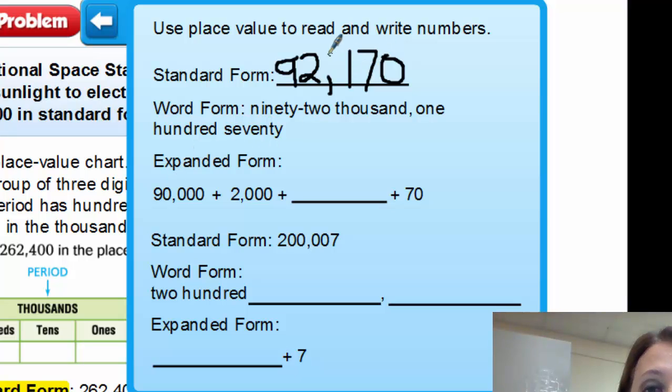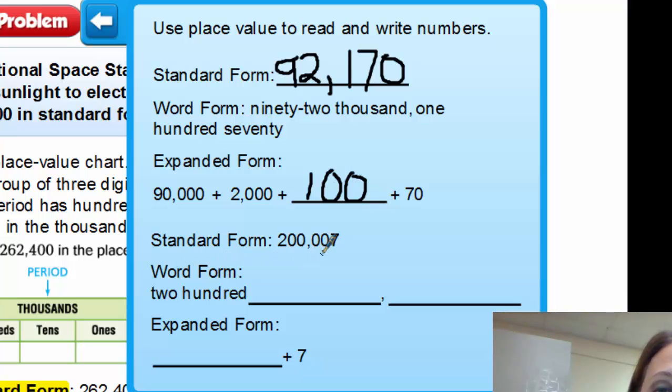In expanded form, we take the value of every digit and add them together. So the value of the 9 in the 10,000s place is 90,000. The value of the 2 in the thousands place is 2,000. Plus, what's the value of the 1 in the hundreds place? Good, 100. Plus the value of the 7 in the tens place, which is 70. And we don't have to add the 0 because it doesn't have a value. So that is our expanded form, 90,000 plus 2,000 plus 100 plus 70.